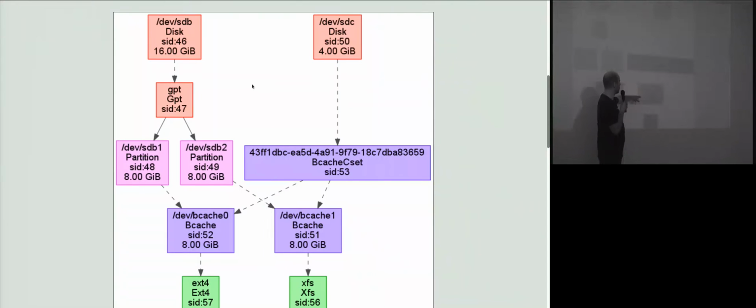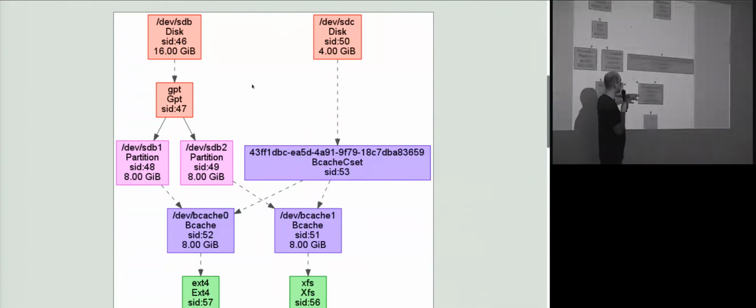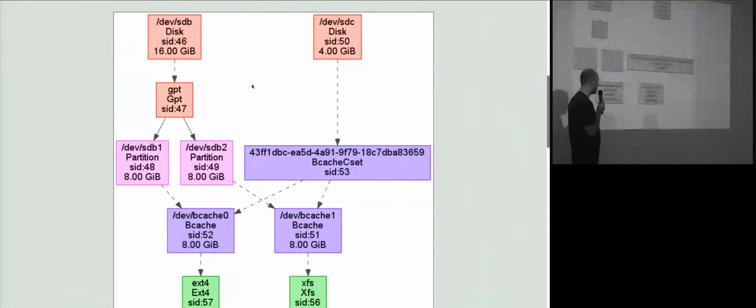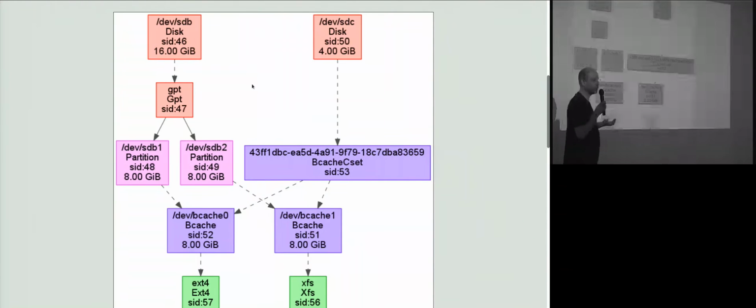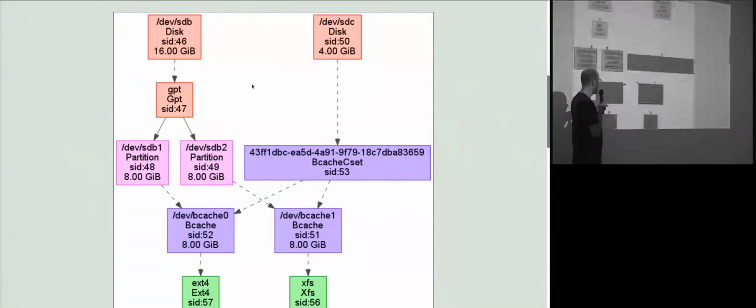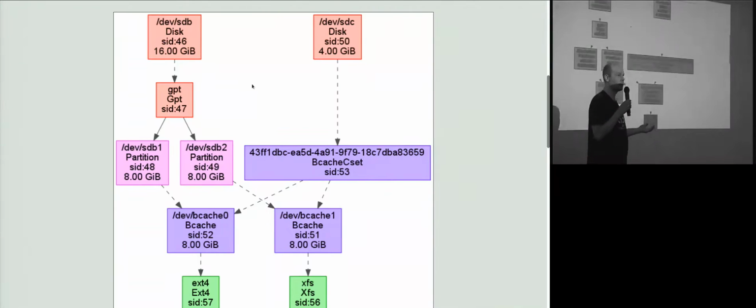I've created two partitions each with one Bcache device, and you can attach one Bcache set to both of these block devices, and then two file systems. And I suppose this would be a normal setup. So you can modify the cache parameters for each of your file systems. Maybe you want different ones for your home and your root file system, so you're free to do all of that.